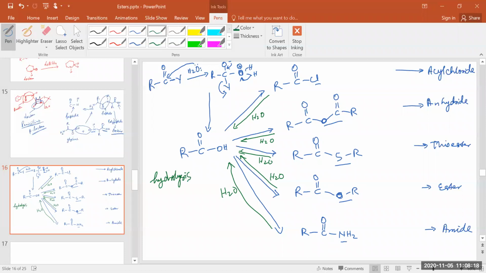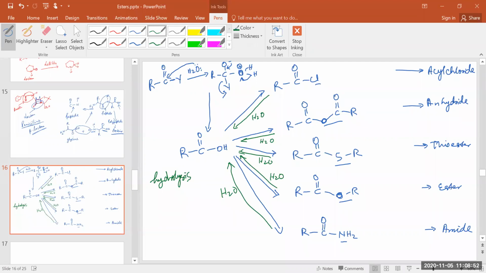So which one will react the fastest? Acyl chloride. Then the anhydride will react, then the thioester, then the ester, and amide is the least reactive. So in this series, amide is the least reactive. This is important to remember, based on hydrolysis, which means reaction with water.